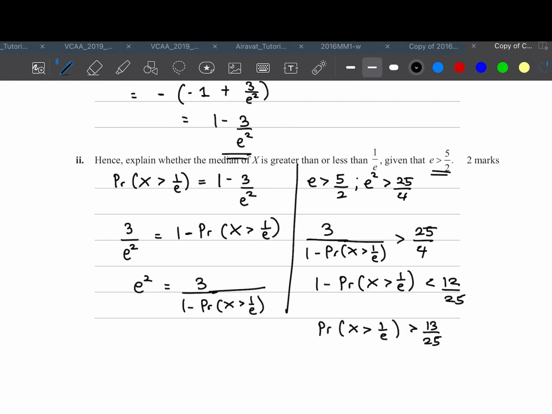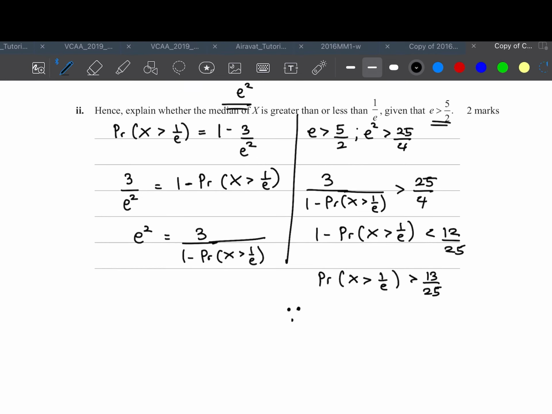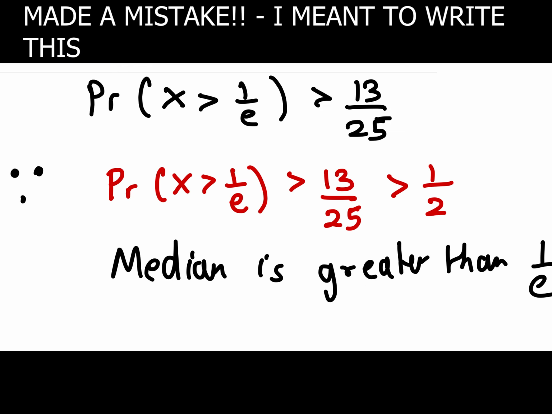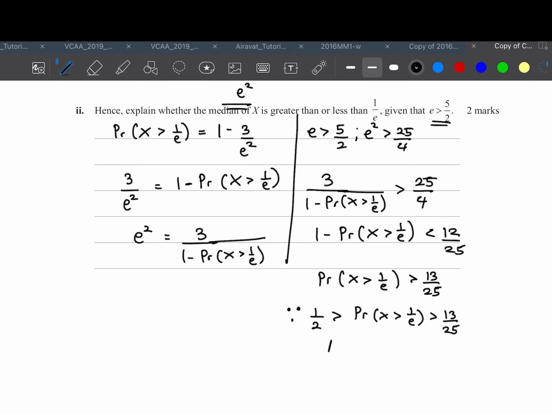Now how does this give any information about the median? Well, since a half is greater than... no, since the probability of x greater than 1 on e is greater than 13 on 25, which is more than a half, the median is greater than 1 on e.